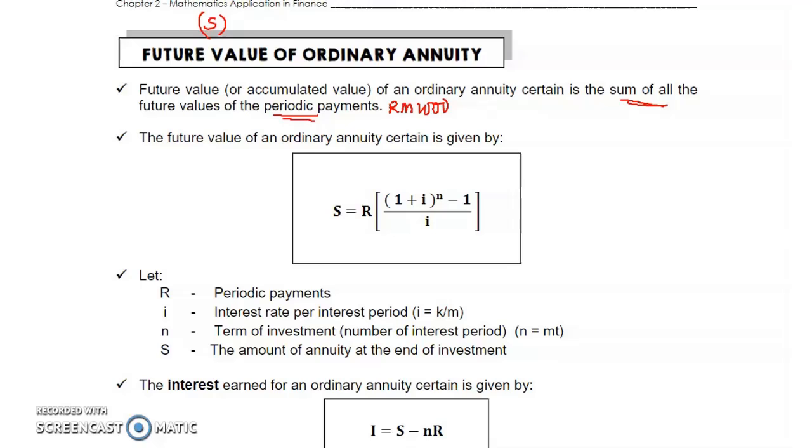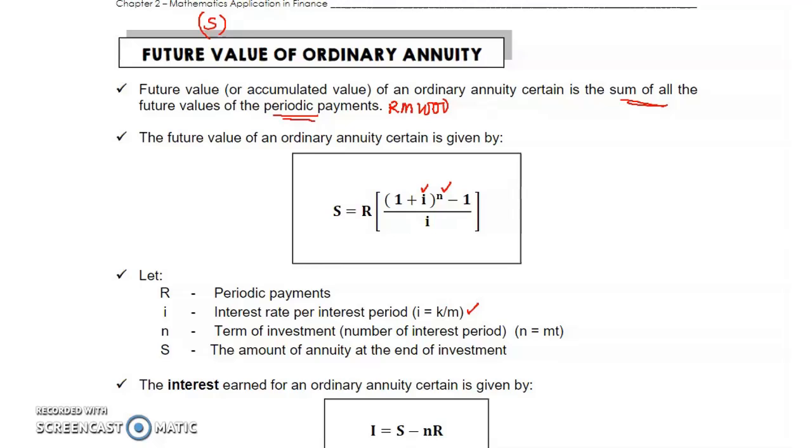So the future value of an ordinary annuity certain is given by the following formula. If you look at this formula, it is very familiar from the previous topic, compound interest, where we still have value I and value N. Recall, what is I? Interest rate per interest period. So how do we calculate I? K over M. Interest rate per interest period.